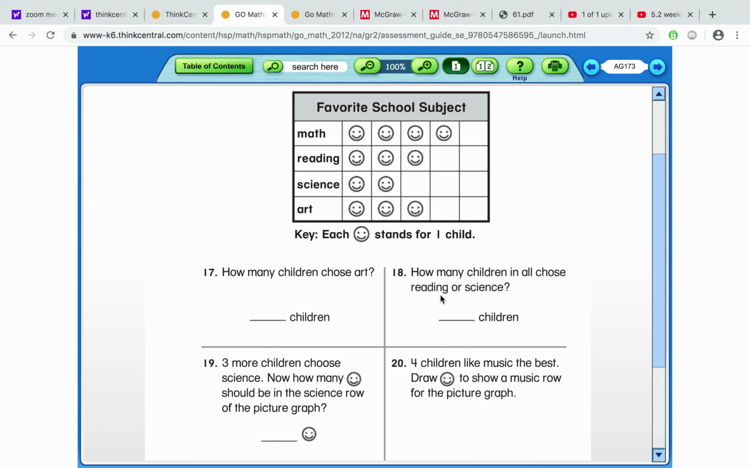Number 18, how many children in all chose reading or science? That word or was misleading a little bit. Usually we combine with the word and, but for graphs, they can't vote for both. So they're either voting for reading or they're voting for science. But together, you're going to join that information and add them. So reading is 3, joining with science is 2, and that sum will give you the answer for 18.